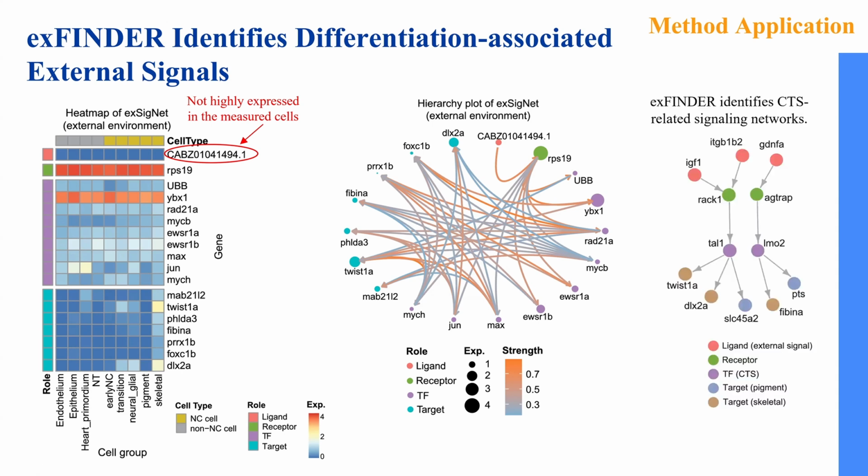And then we have the CTS related signal networks. These two are the CTS, critical transition signals, identified by BioTIP. Then in the exFINDER analysis, we infer those signal networks. And we want to see why these two are critical transition signals. It turned out that these two can activate both pigment markers and skeletal markers at the same time. So these two can play an important role in the transition from early neural cluster cells to the pigment and the skeletal cells.